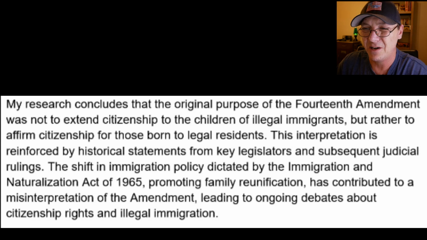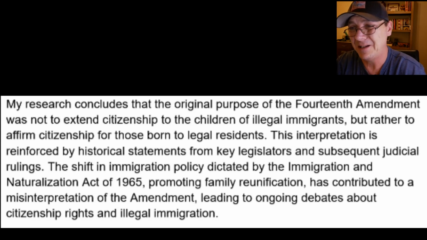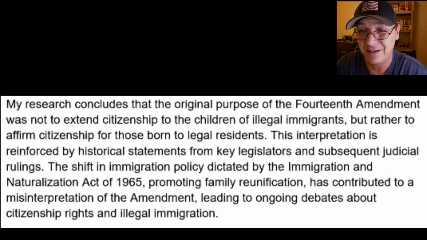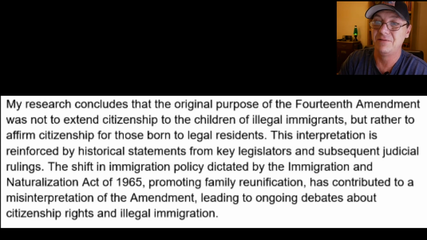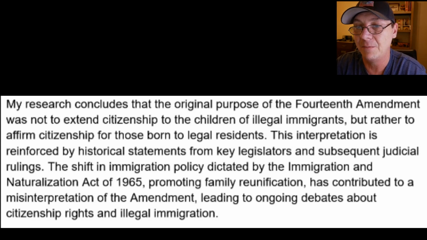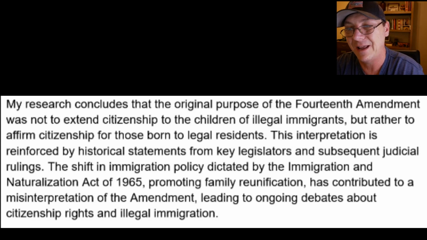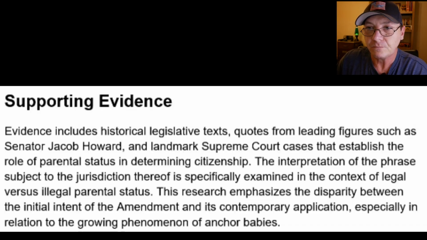The shift in immigration policy dictated by the Immigration and Naturalization Act of 1965, promoting family reunification, has contributed to a misinterpretation of the amendment, leading to ongoing debates about citizenship rights and illegal immigration. So let's talk about some of my supporting evidence for a moment.